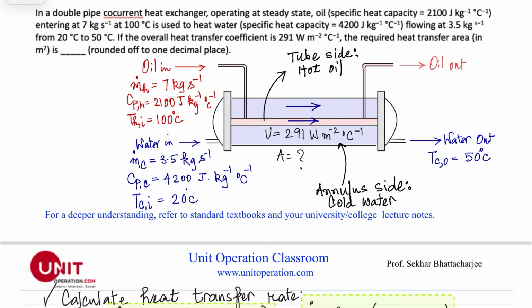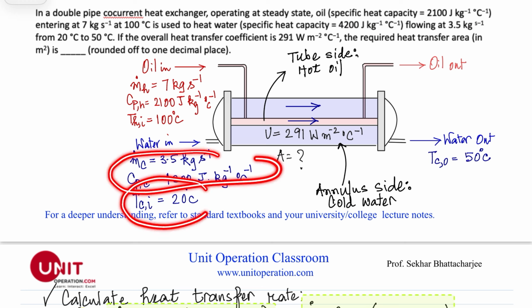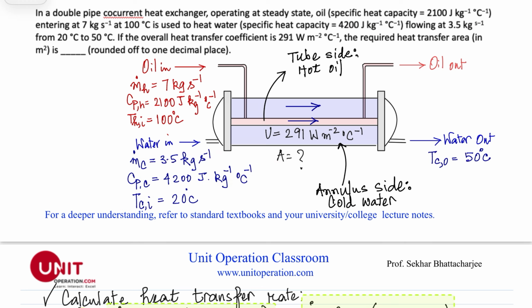So this is basically a co-current flow. Oil, the flow rate is given and it enters at 100 degrees Celsius. It is being cooled, being used to heat water. Again, its flow rate and the specific heat capacity are given here, entering at 20 degrees Celsius. It comes out at 50 degrees Celsius. And the overall heat transfer coefficient is given. We have to find out the area of the heat exchanger.